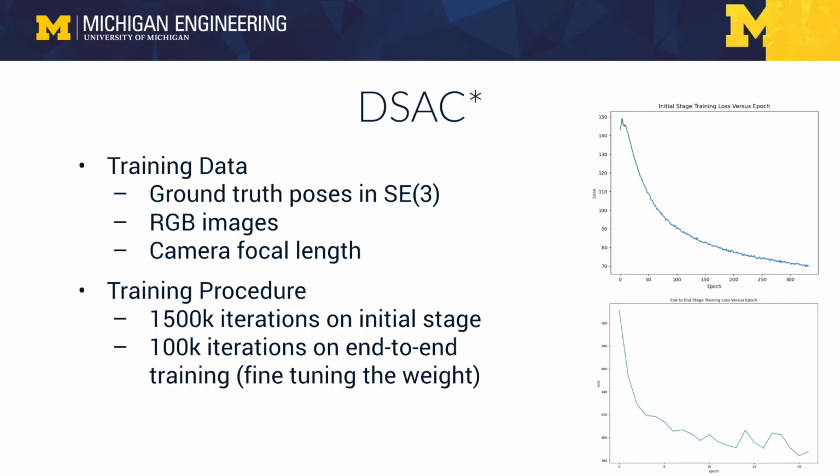To train DSAC star, it consists of two different stages. In the initial stage, we ran 1.5 million iterations, and the training loss for this can be seen in the top right. We ran 100,000 iterations on the end-to-end stage, which is more fine-tuning of the weights in order to repredict the pose of the camera.